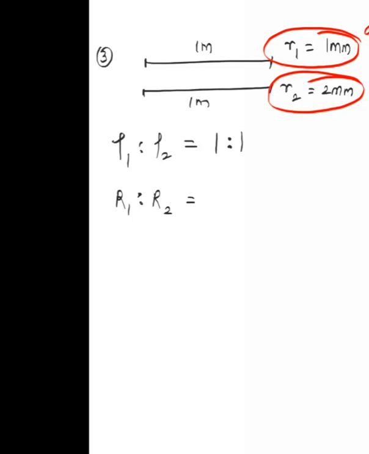So pi into 1 squared is how much? Pi only. Find out A2 also now. Pi R2 squared. So pi into 2 squared. So it will be 4 pi.